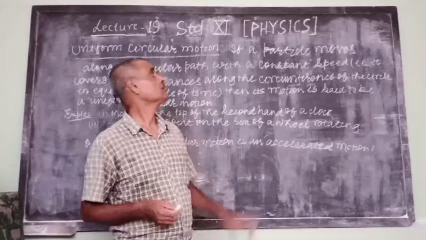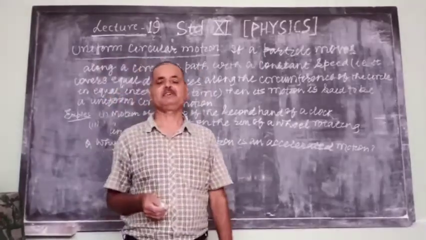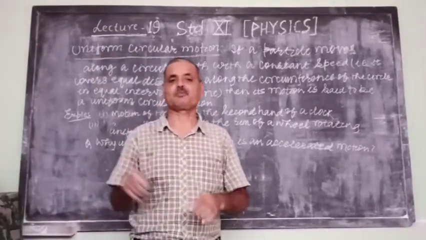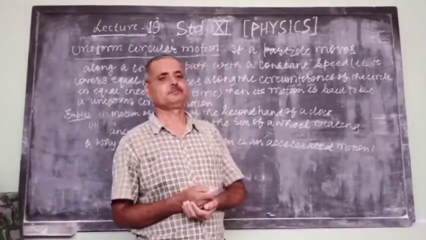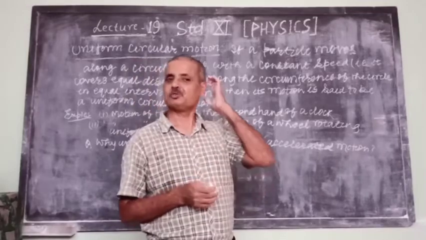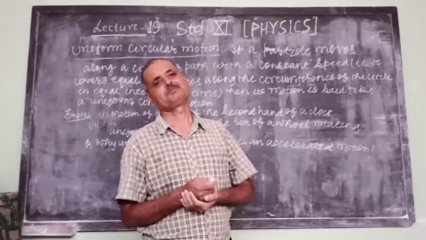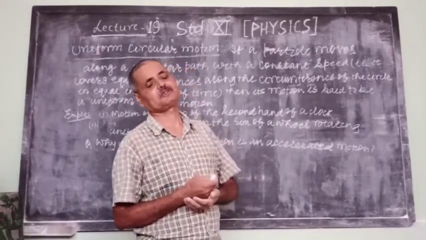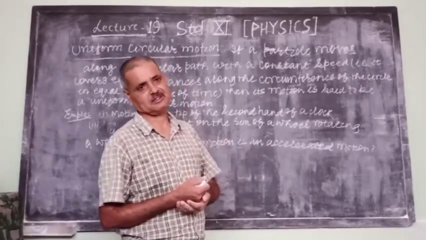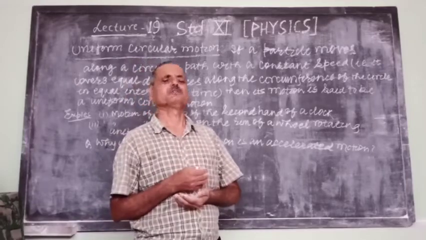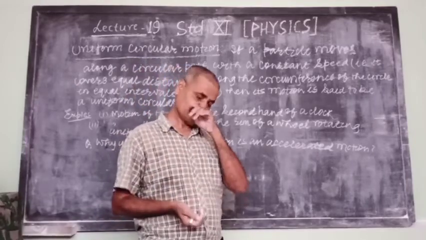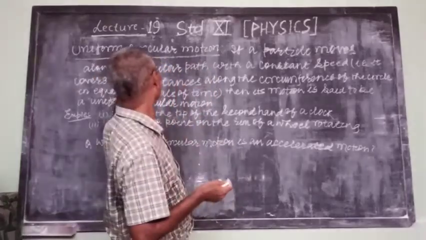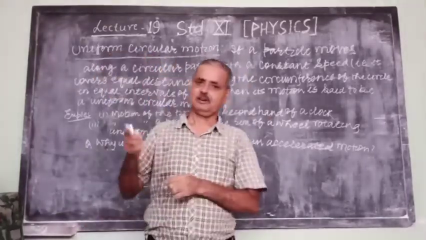Good morning students, it is your lecture number 19 and today we will study uniform circular motion, in which we will get some relations and finally we will derive the result for centripetal acceleration and centripetal force. So first of all we should know about uniform circular motion.